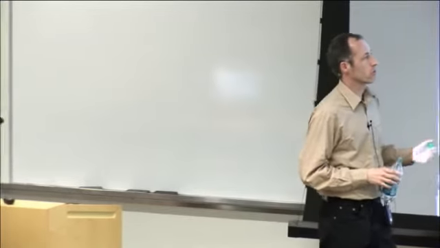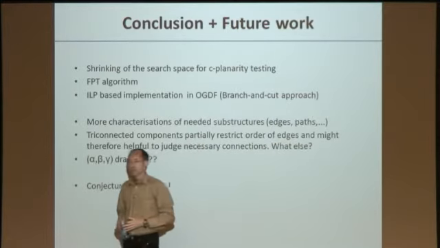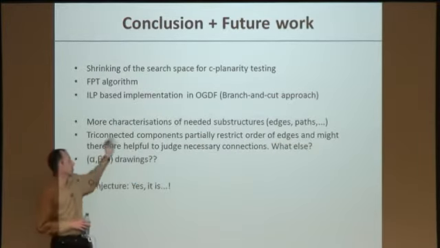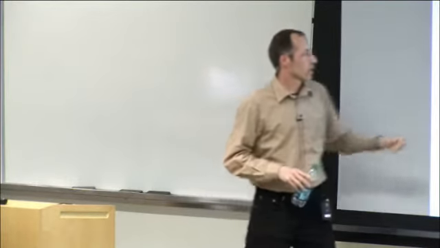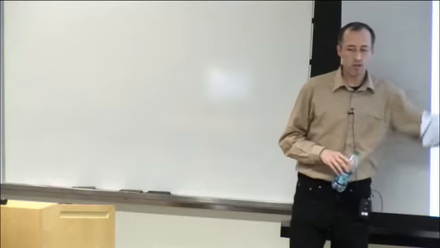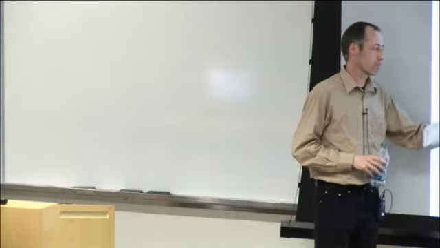And what we would like to do is give better characterizations of needed substructures, for example, not just based on edges, but based on paths. And also use further structural information like tree-connected components, which partially fix the order of edges, and this could also lead to further reduction of the search space. And also we had yesterday this alpha, beta, gamma drawings, and I think this is somehow related, but I'm not really sure how it is related. So this should be something to investigate. And the conjecture is that C-planarity, I don't know.